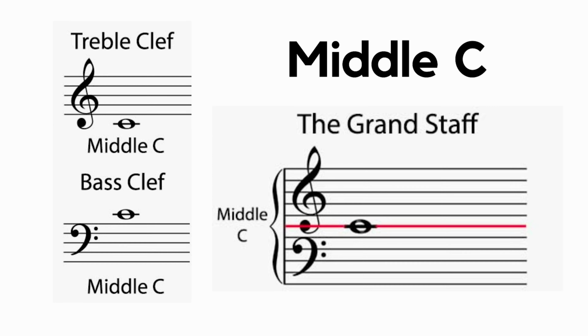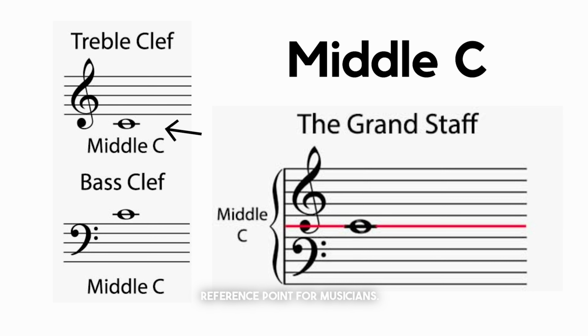Middle C. Middle C is a crucial reference point in music notation, appearing in both the treble clef and bass clef. It's the C note that is approximately in the middle of the piano keyboard and is used as a common reference point for musicians.